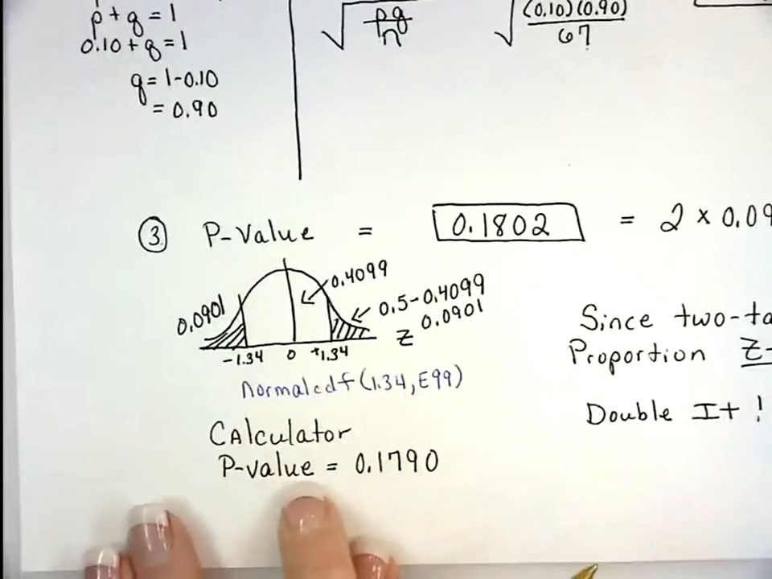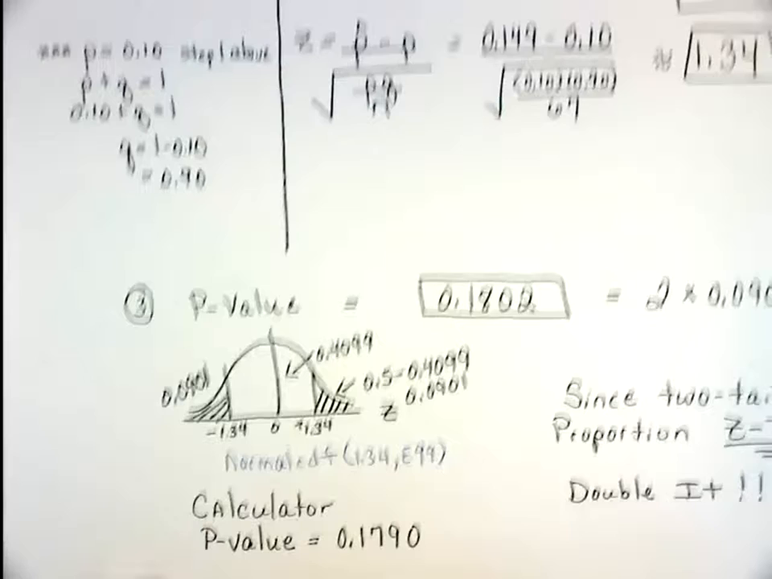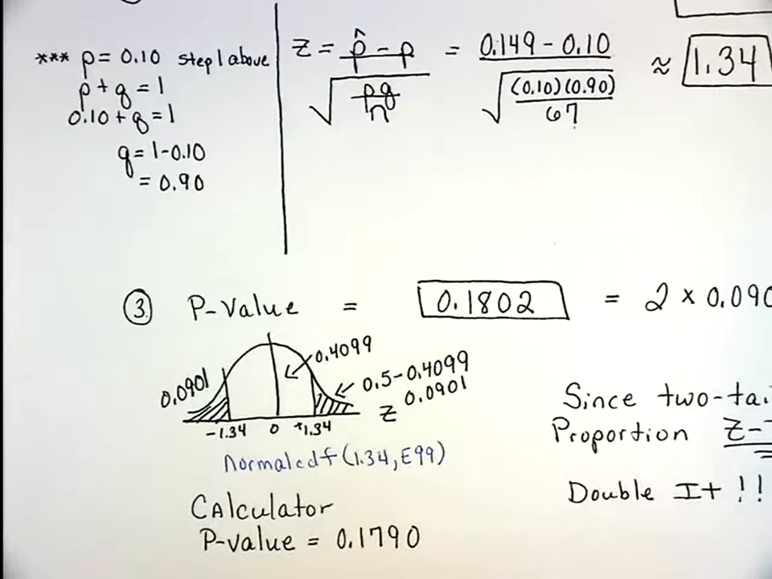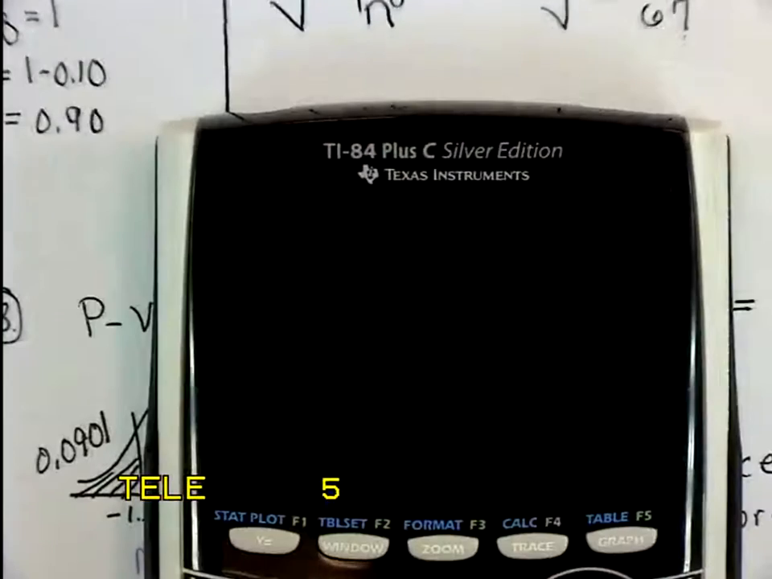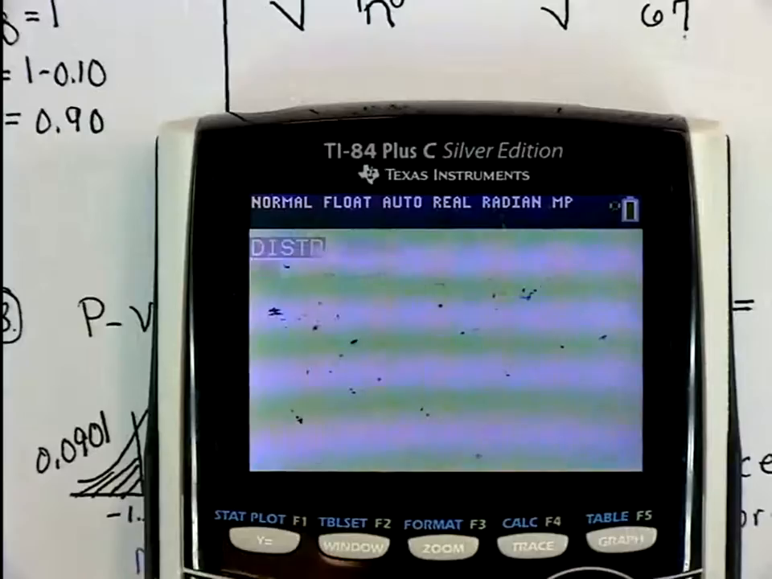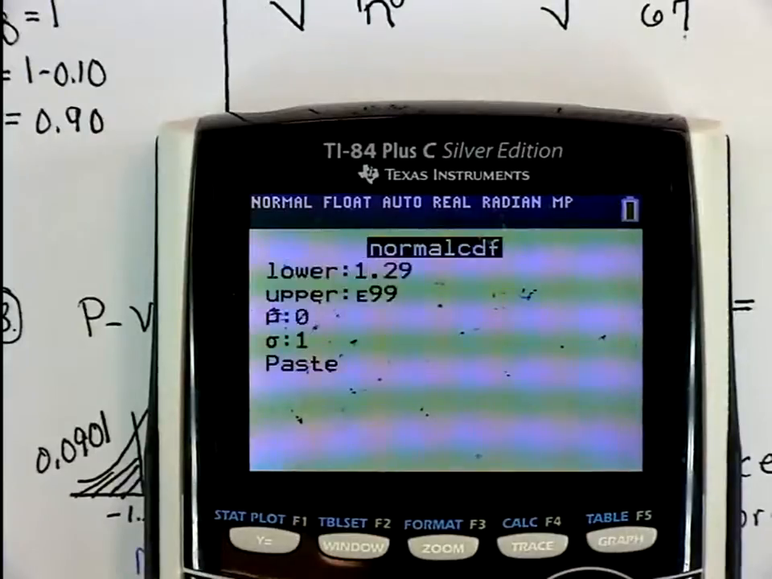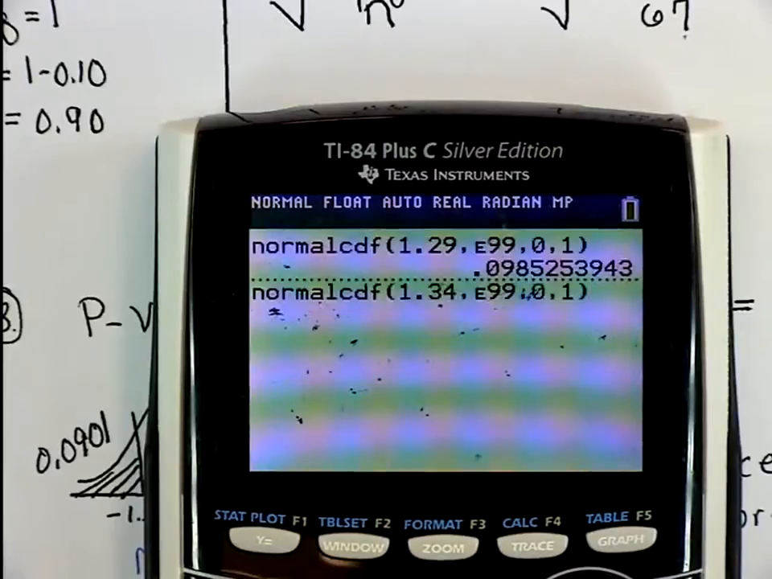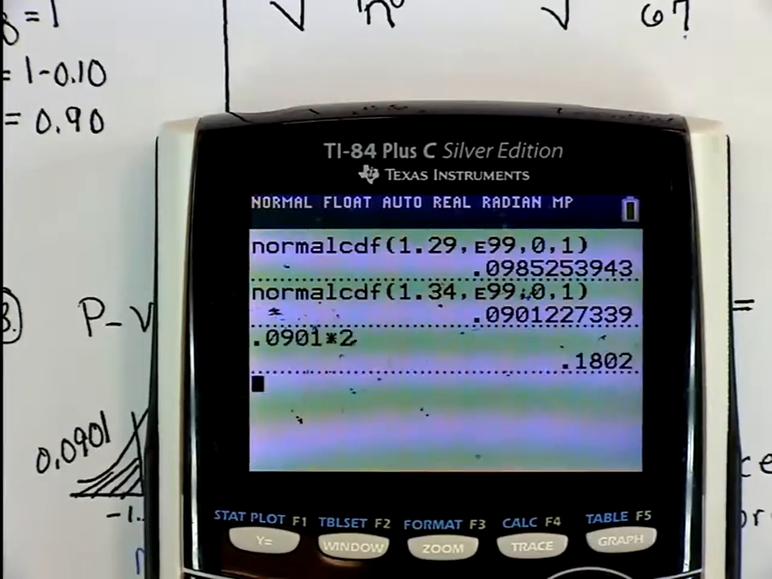The calculator going to one prop z-test would give you 0.1790. And I'm going to show you normal CDF first. Normal CDF is your test statistic of 1.34 all the way out to positive infinity. And that's 0.0901 in the right tail, but since it's two-tailed, double it. So there's the p-value by hand.